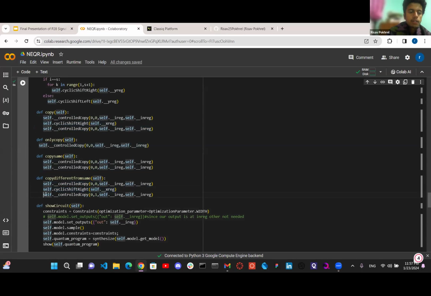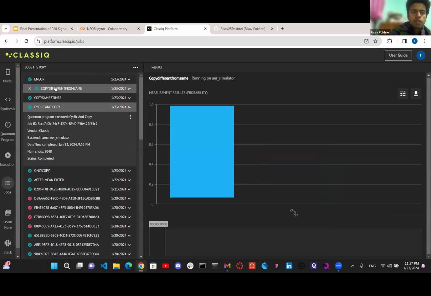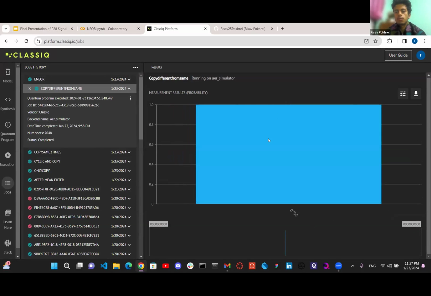Oh, okay. And then we do this again, so copying from the different state, it should cancel out. Copying from the same state, we cancel it out and we get 100% probability.